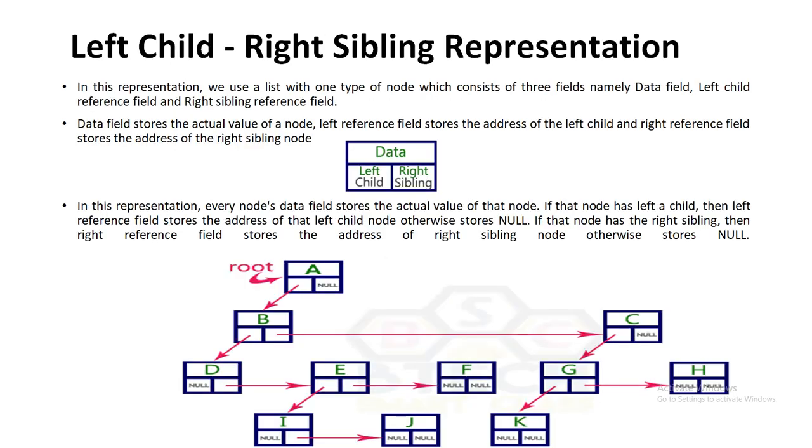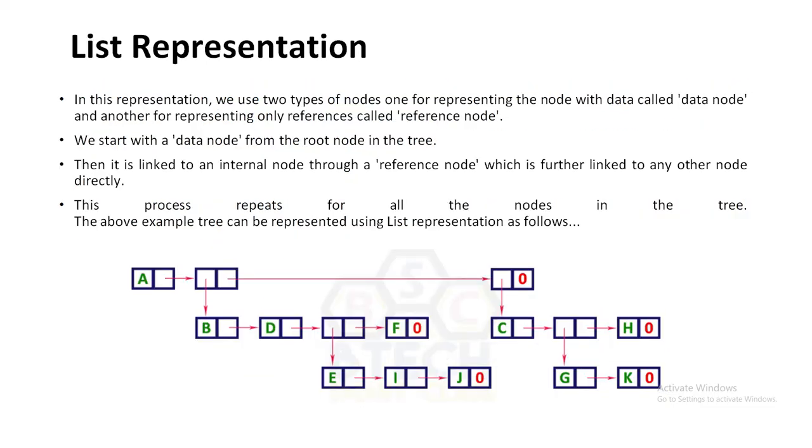In the left child right sibling representation, there is only one kind of node. Data is one thing, the left pointer points to the left child, and the right pointer points to the right sibling. So this is an example of the left child and right sibling representation.